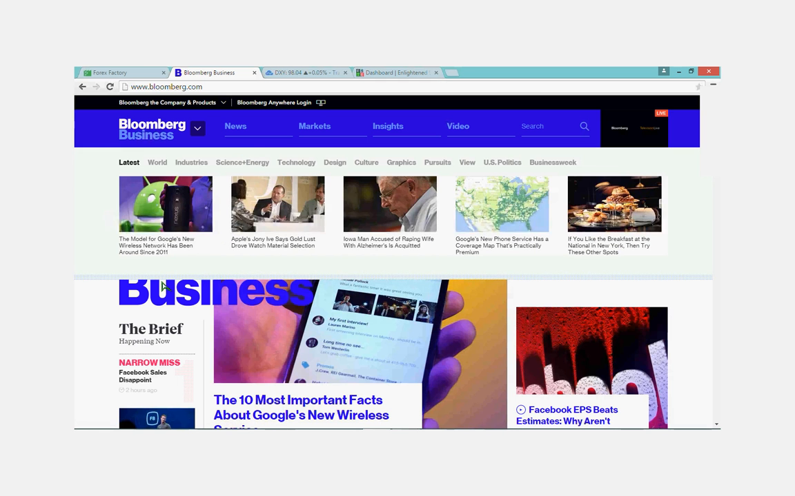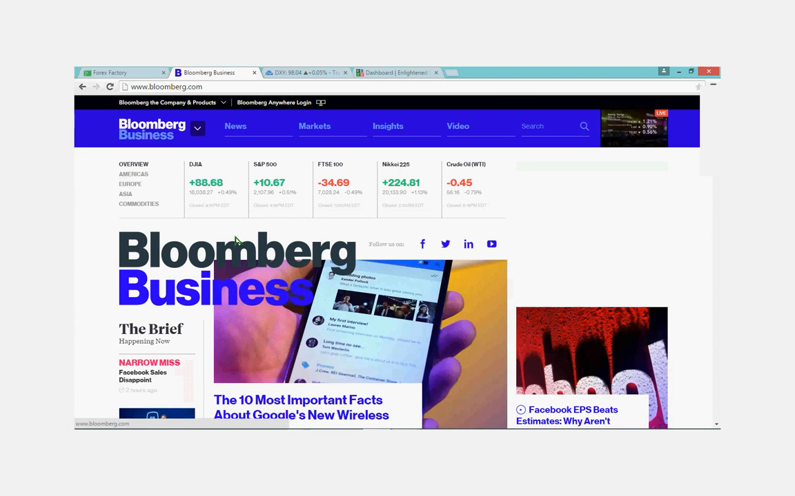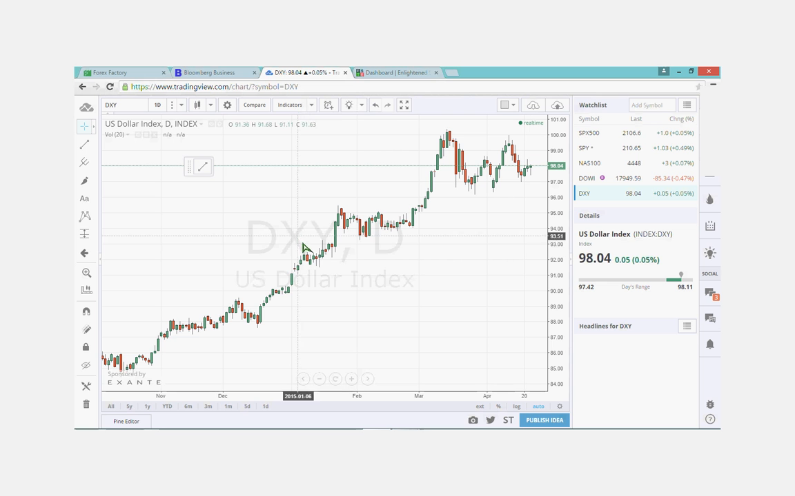And looking at the S&P yesterday, there was a little bit of an upward move. Dollar index on the daily was a doji yesterday.